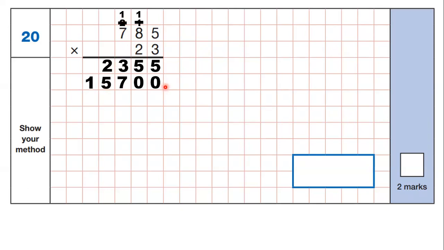So now we can add up our answer lines, and 5 plus 0 is 5, 5 plus 0 is 5, 3 plus 7 is 10, so 1, 0, 1 plus 2 plus 5 is 8, and nothing plus 1 is 1. So we have our answer, 18,055.